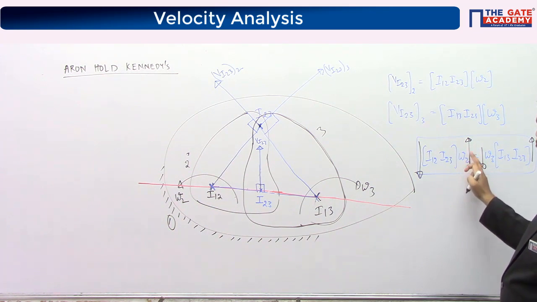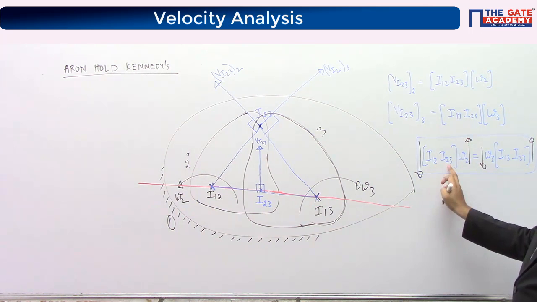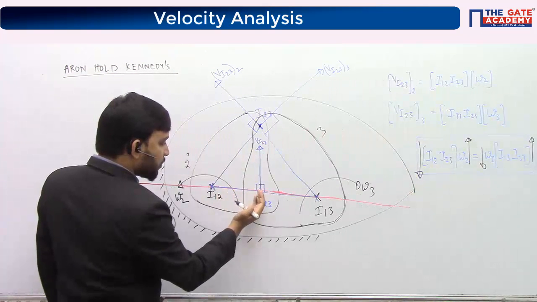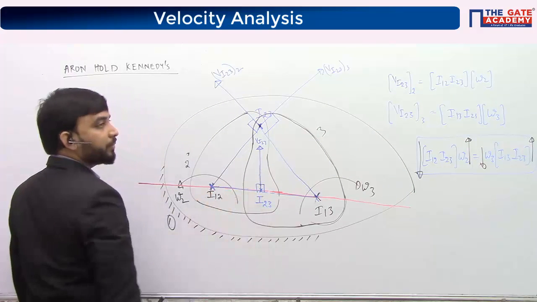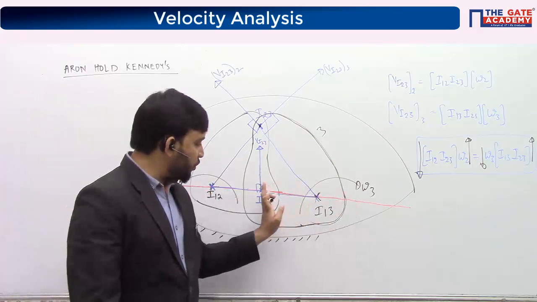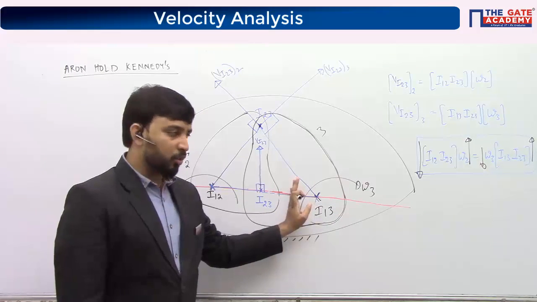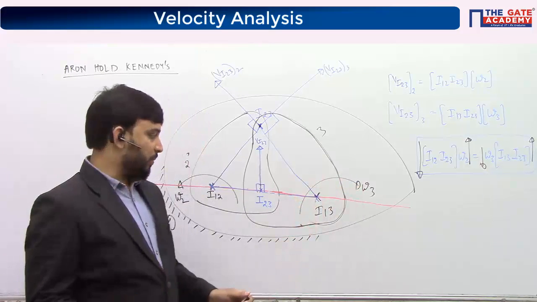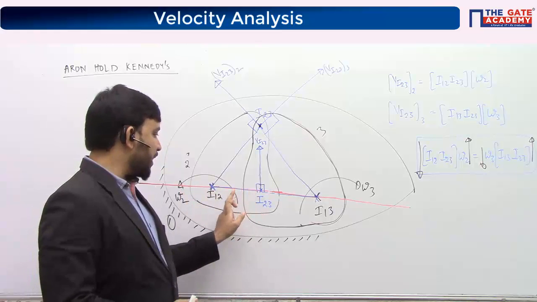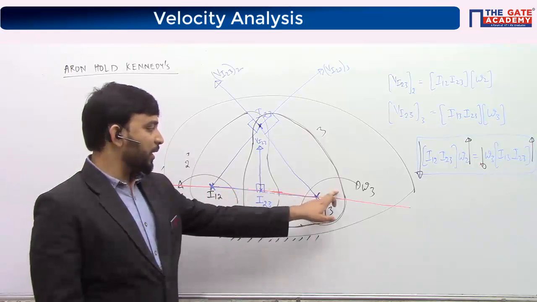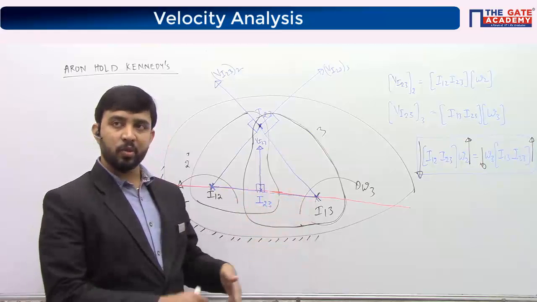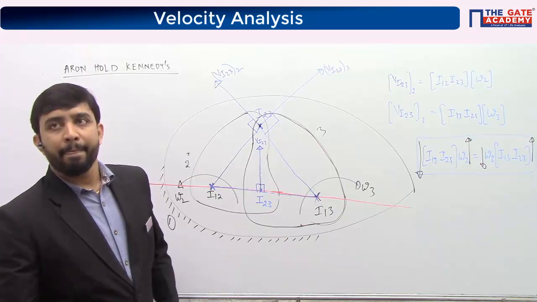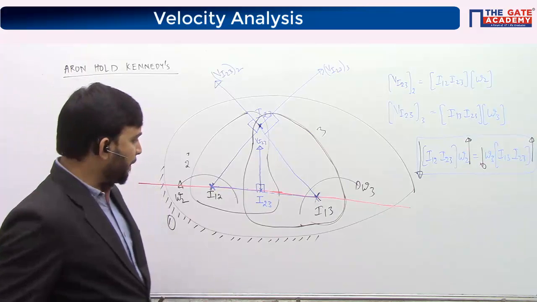So if omega 2 is more, the distance between I12 and I23 should be less, so it should lie very close to this. If omega 3 is more, it should lie close to that. When you multiply omega 3 with its radius, r omega should be the same. If this omega is more, r will be less; if this omega is less, r will be more, so that r times omega is the same for both. It lies there. Okay, I hope you understood.